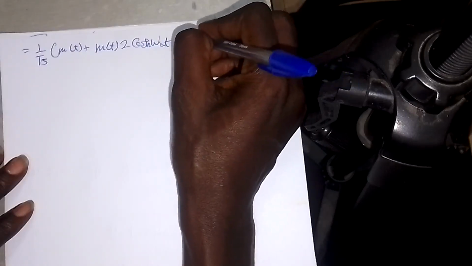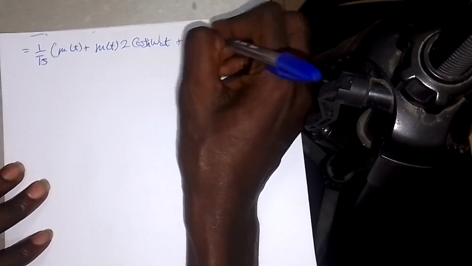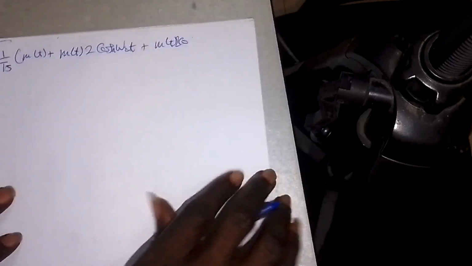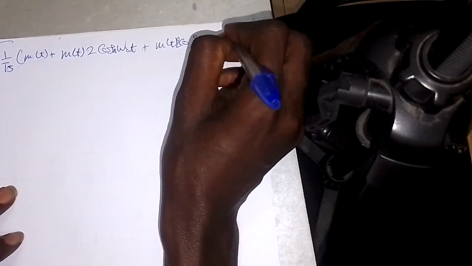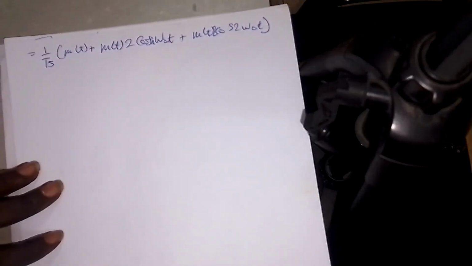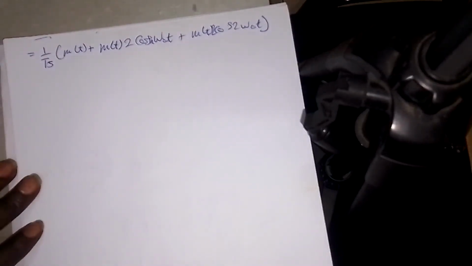Plus, if n is 2, what will I get? I'll still get m of t, and then I'll get 2 cos 2 omega naught t. And then it can follow up to any limit that I may have. So this is basically a sample of what I can have.